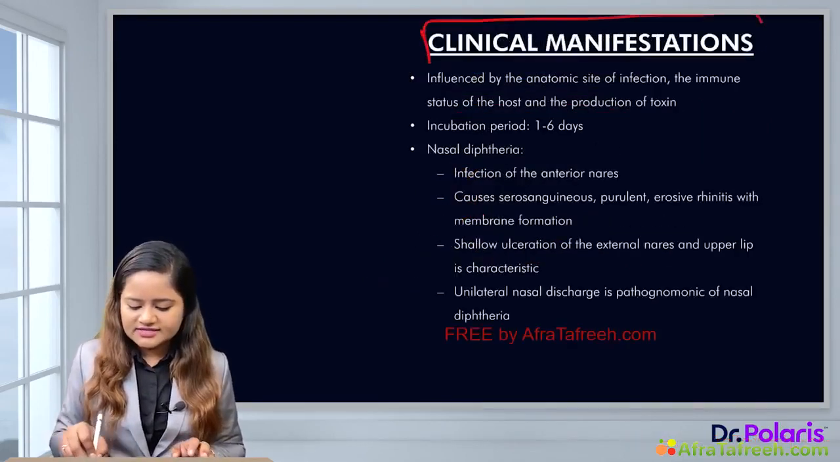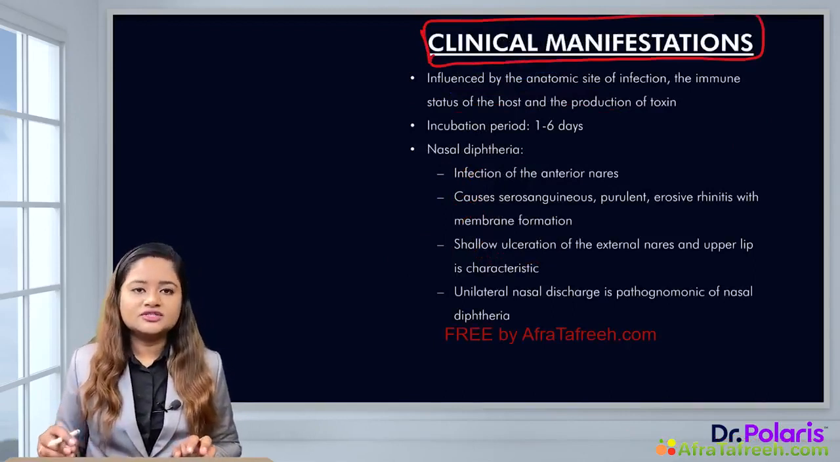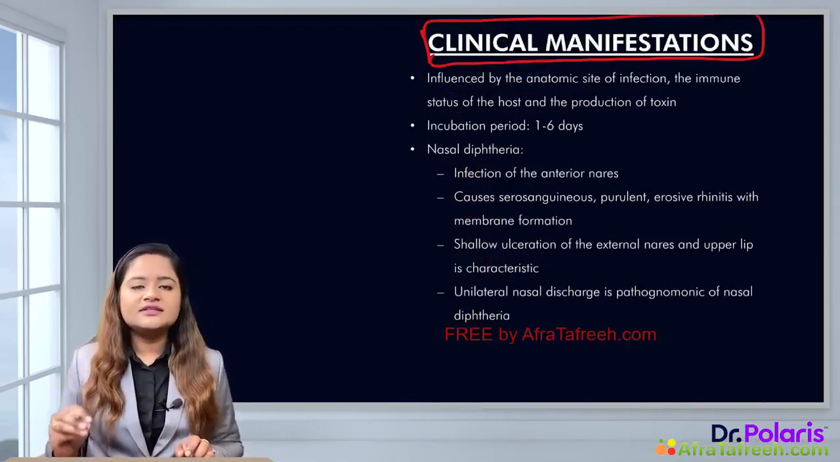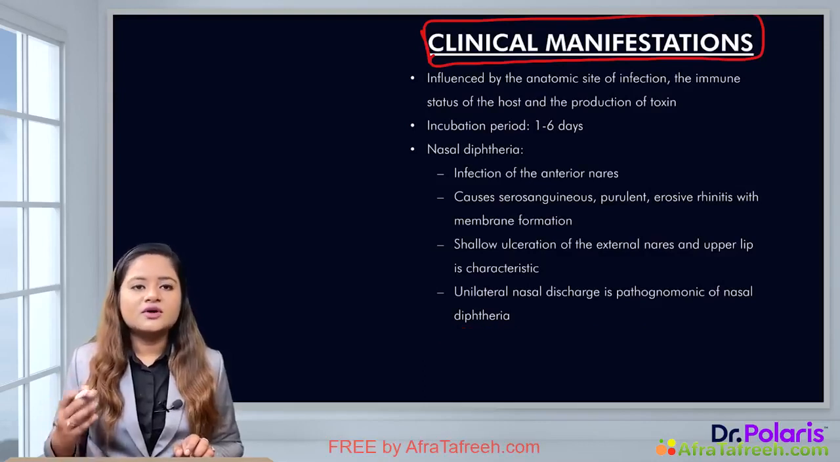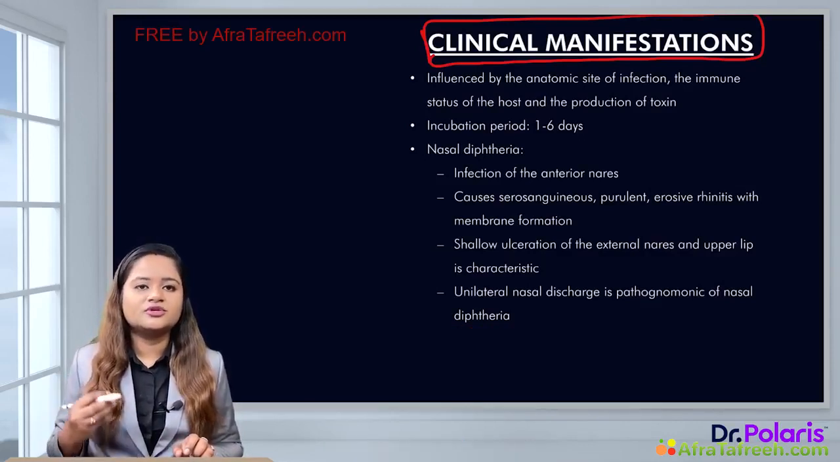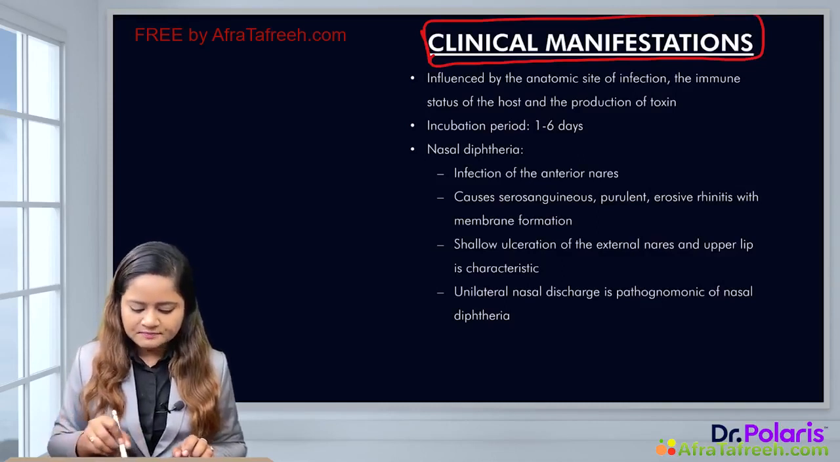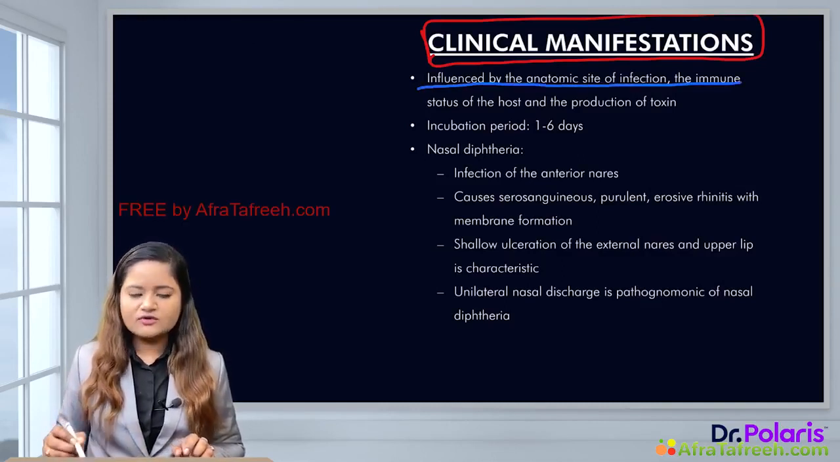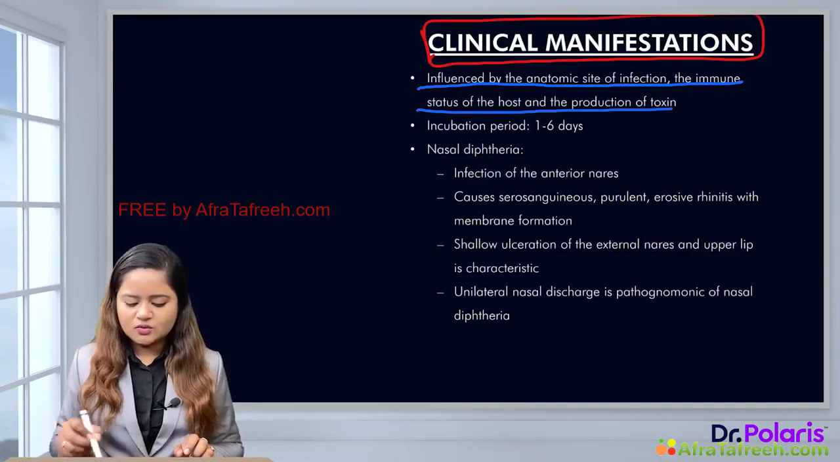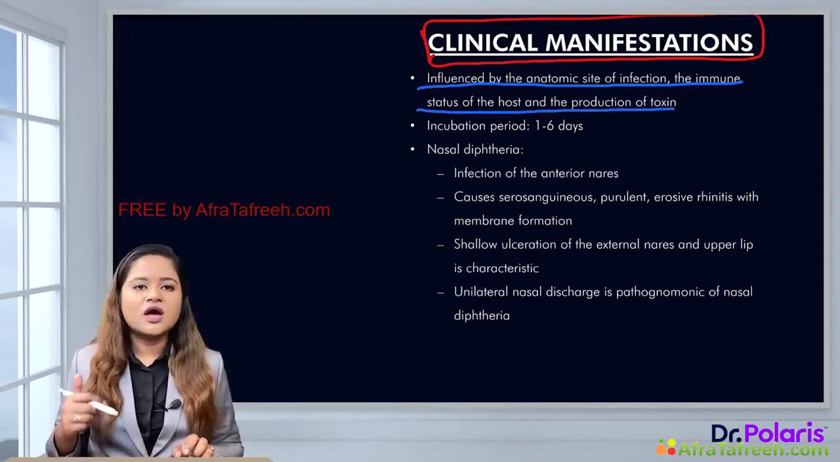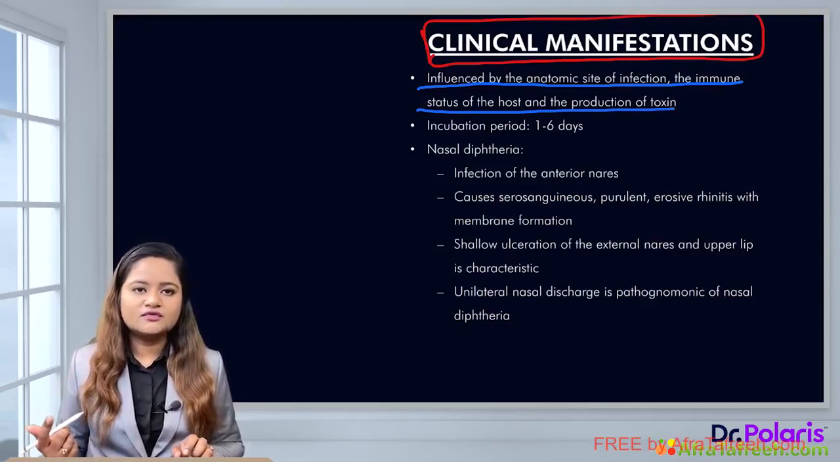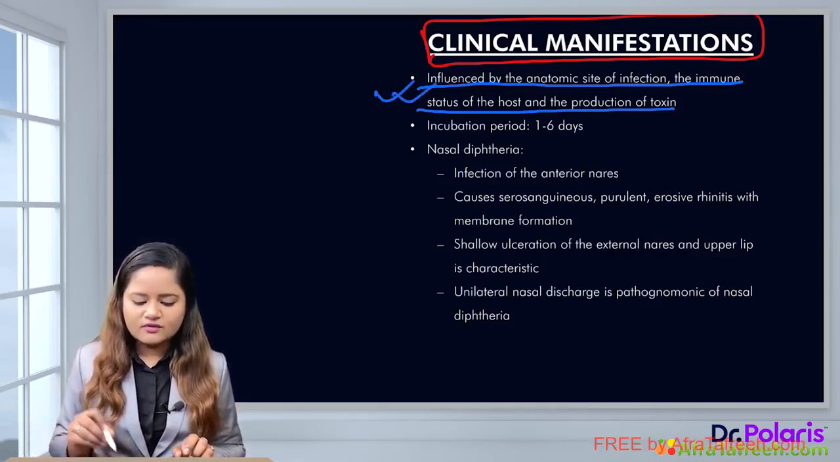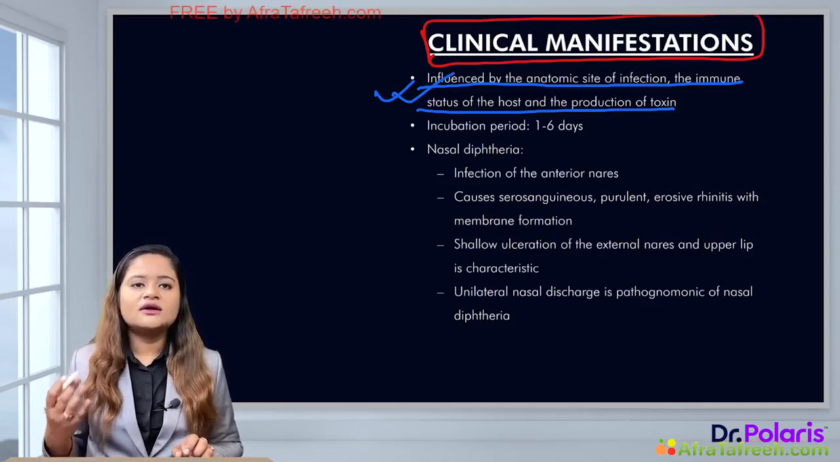So what are the clinical presentations of diphtheria? What are the clinical features with which we can clear-cut examine the case and say it could be a diphtheria? Because it is a notifiable disease, it is very, very important now to know how it presents. If any time somebody comes across a case of diphtheria, it's important to notify this particular disease. So it is influenced by the anatomic site of the infection, the immune status of the host, and also the production of the toxin. So how much toxin is produced, what is the immunity level of the particular host, and also the site of involvement of the infection. These all come together to actually produce the clinical prodrome of the disease.